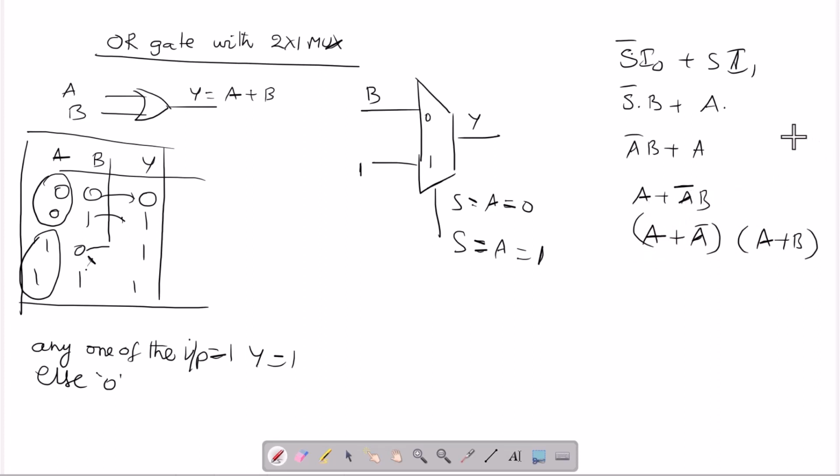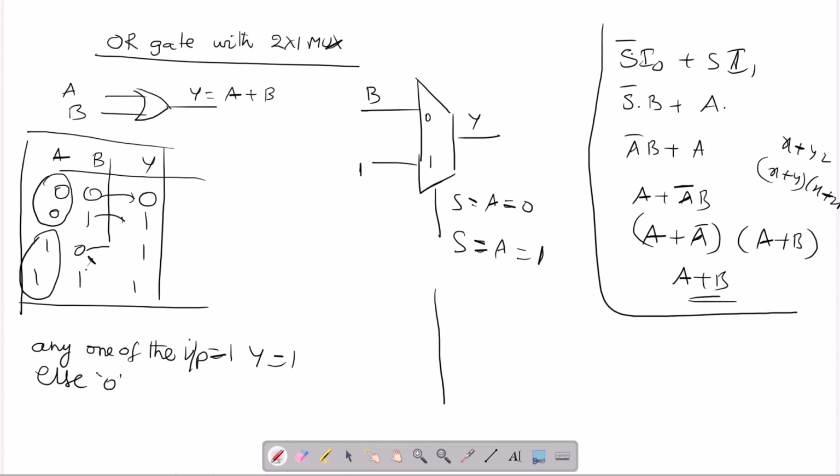So this is a formula: X plus YZ can be written as X plus Y into X plus Z. In a similar fashion, A plus A bar B is A plus A bar into A plus B. A plus A bar is equal to 1, so it becomes A plus B. So the logic expression is also satisfied here.